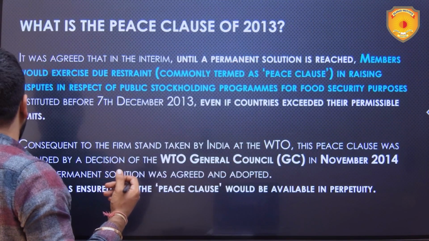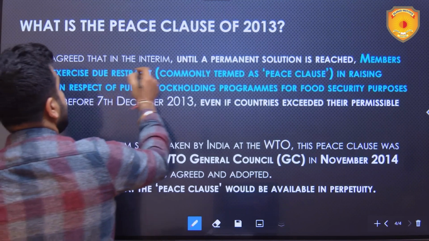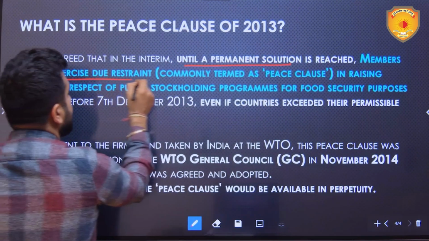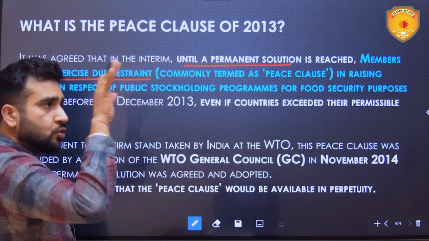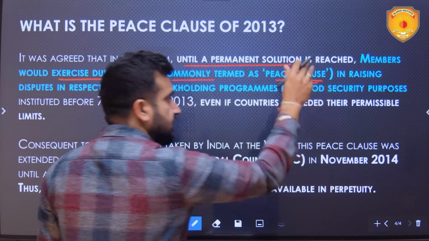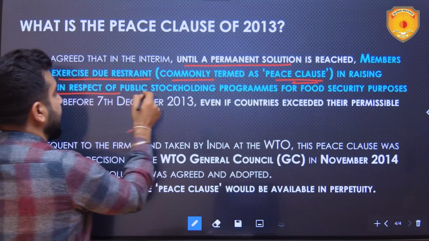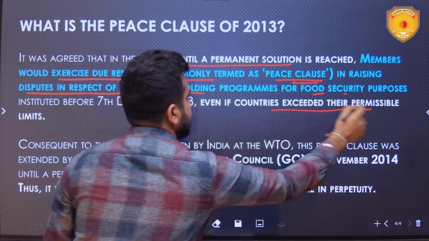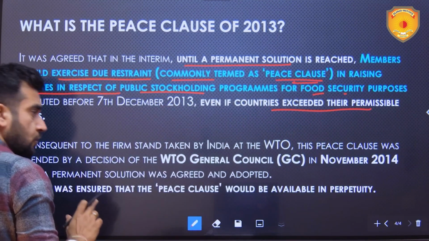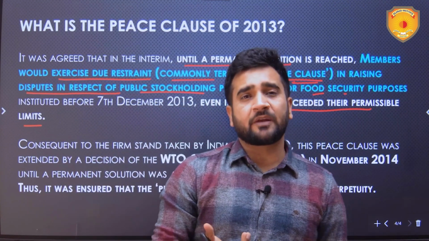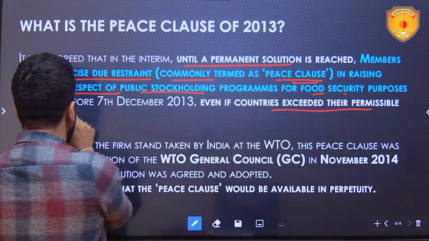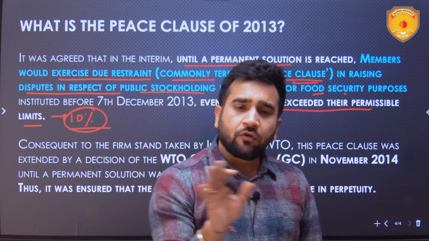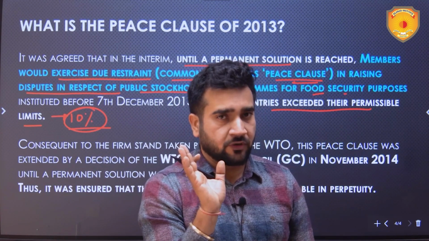Now, what is the peace clause of 2013? We need to understand this as well. It was agreed that in the interim, until a permanent solution is reached, members would exercise due restraint. Nobody will sue each other. Commonly termed as peace clause, means they will maintain peace in raising disputes in respect of public stock holding programs for food security purposes, even if the countries exceeded their permissible limits. So this simply meant that countries were allowed to exceed their permissible limits. Permissible limits is basically 10% for developing countries. Nobody will, I would say, drag you into dispute redressal.